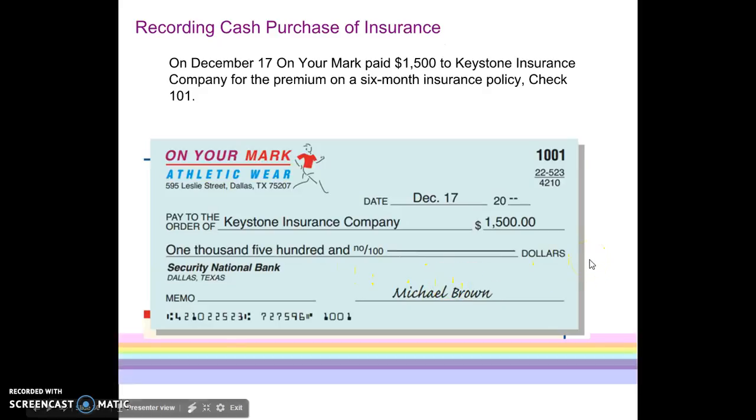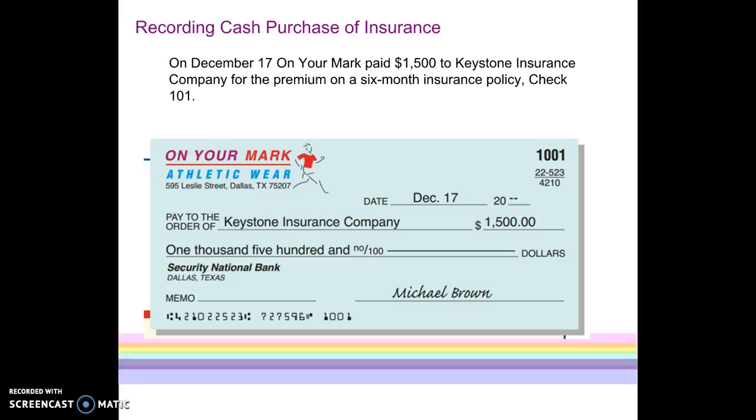We already know how to record transactions in which we are buying prepaid insurance. If we are processing payment for this premium, we have our check from On Your Mark Athletic, the name of our organization. We are paying to the order of Keystone Insurance Company $1,500. This is the premium that we owe. The check is sent to the insurance company. It is then cashed, and our checking account is updated based off of that check that was written.